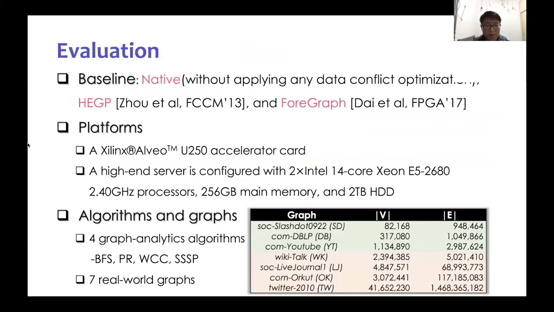We compare Weave Scheduler with state-of-the-art FPGA-based graph processing systems HEGP and foreGraph. The platform is a Xilinx U250 accelerator card. We evaluate Weave Scheduler on seven real-world graphs and foreGraph algorithms.